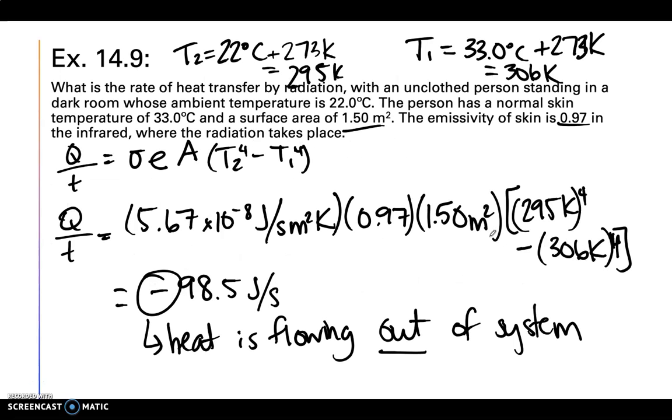So in this case, we found the rate of heat transfer by radiation, and the room is 22 degrees Celsius and the person is at 33 degrees Celsius on the surface. So this person is losing heat. That's what we found: heat is flowing out of the person's skin.